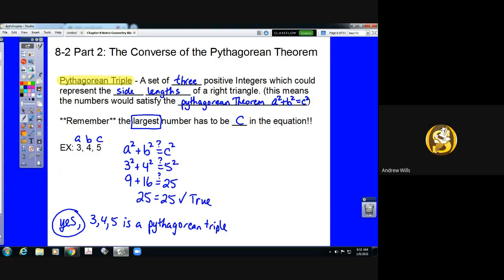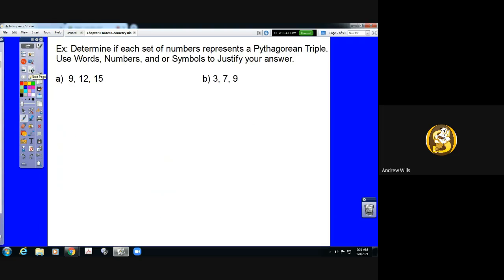Let's do a couple examples. So here are two examples on the same page with the same set of directions. Determine if each set of numbers represent a Pythagorean triple. Use words, numbers, and or symbols to justify your answer, which means I expect to see the work.